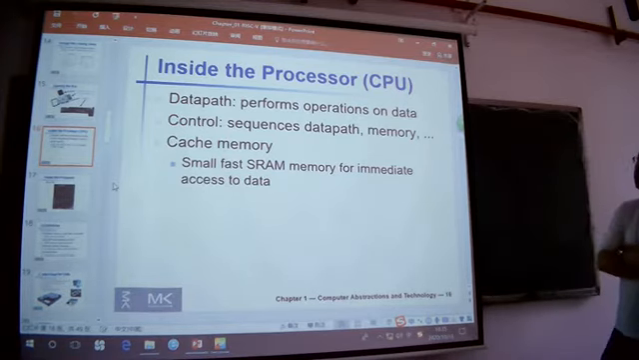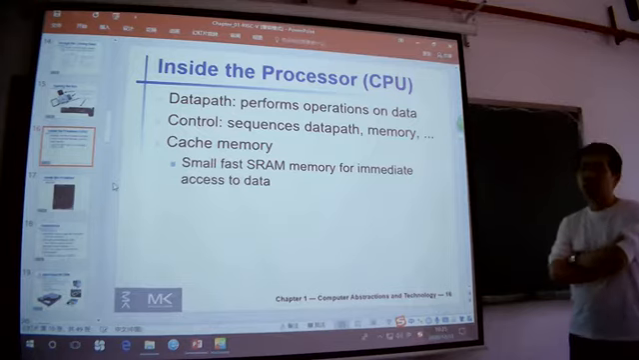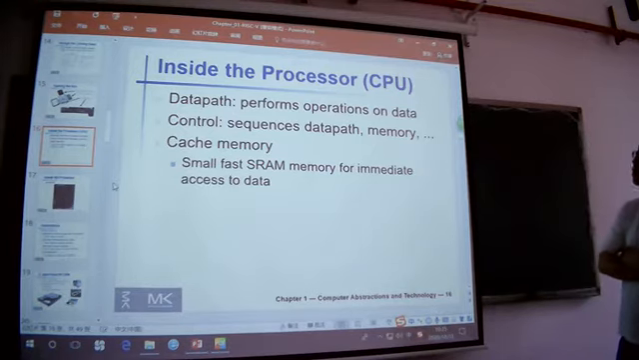In the CPU, the data bus. Its role is to perform operations on data. It can control the sequence, data path, and memory. The cache is an important memory. We find the cache is small and fast.